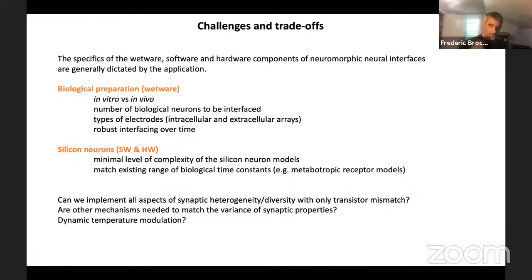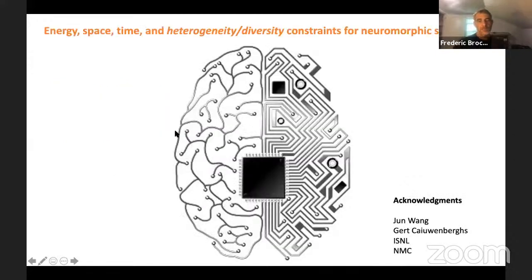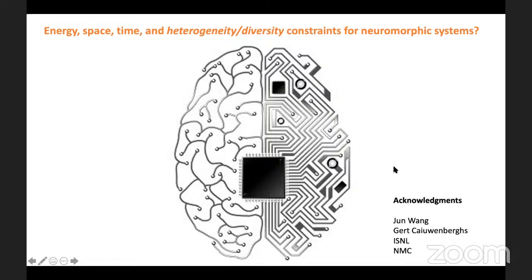And in light of the talks about temperature modulation, I was wondering perhaps if we could have dynamic temperature modulation of the chip to actually influence the transistor mismatch in real time, that could provide some kind of source of variability in the chip in a dynamic way. As we have been inspired by neuroscience to have constraints in neuromorphic chips in terms of energy consumption and the size of those chips, maybe there might be a way of integrating heterogeneity and diversity of components also as part of the neuromorphic systems, as some kind of constraint that we should take into account far more seriously than we used to in the past.